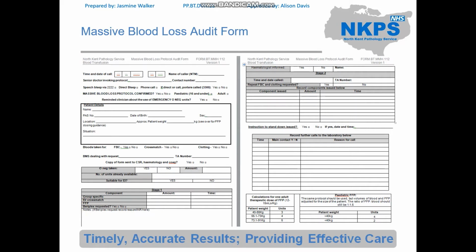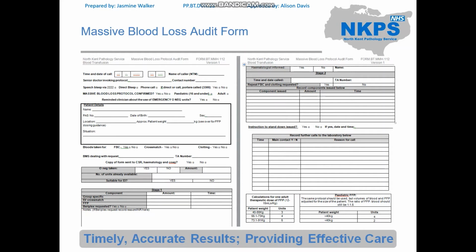We've also got in there to remind the clinician about emergency O negative units. Technically, the clinicians in A&E, etc., should be aware that there is the possibility of emergency O negative if we do not have any current samples. However, it's important that we remind them because in the spur of the moment, it might just be something that slips their mind.